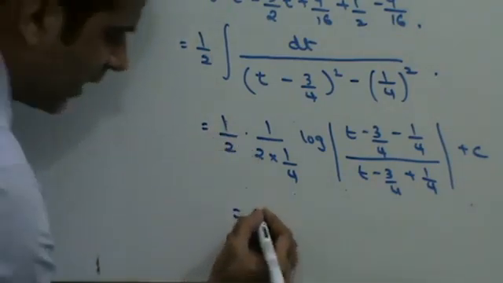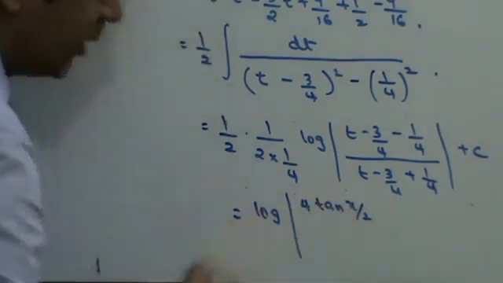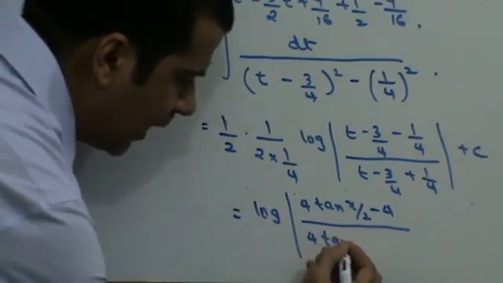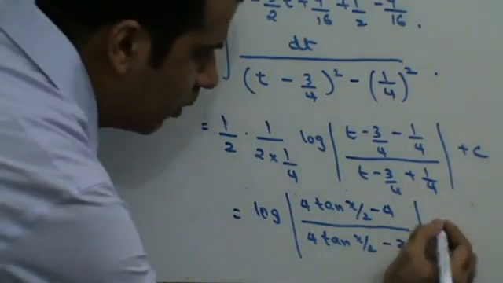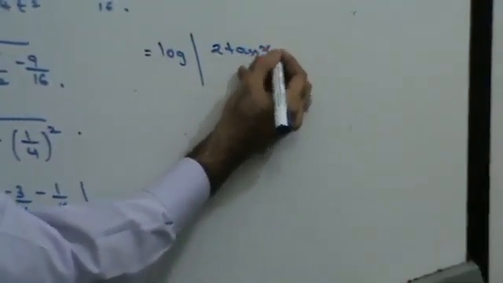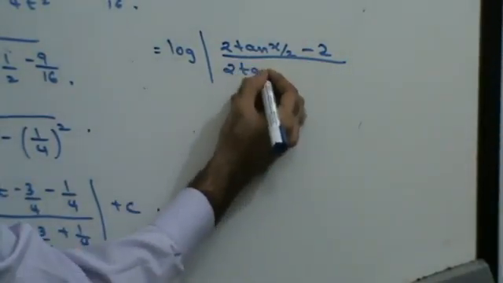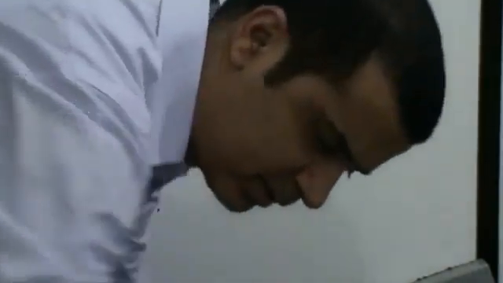This is going to be 4 and 4 gets cancelled. So this is log mod LCM 4. Substitute the value of t, tan x by 2. Minus 3 minus 1 minus 4 upon 4 tan x by 2 minus 3 plus 1 minus 2 plus c. Again I can take common. I'm going to complete this sum here. This can be written as log mod. I'll take 2 common in the numerator, so you will get 2 tan x by 2 minus 2 upon 2 tan x by 2 minus 1 plus c. That will be your answer. Let's move on to the next one, guys.